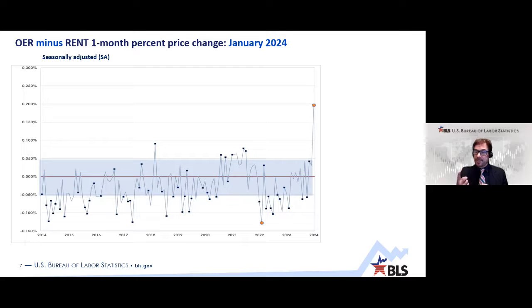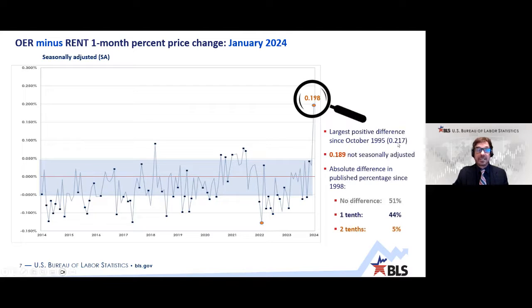Now we publish to 1/10 level of precision, so any dot inside the shaded band could lead to no difference between the OER minus the rent change at that published level of precision. But I'm showing here the percent change that one could calculate off of the index levels as published on the website. So it's 3 decimal places. And of course, as most commentators and observers have seen, we do have a very high difference, OER minus rent, in January of 2024.